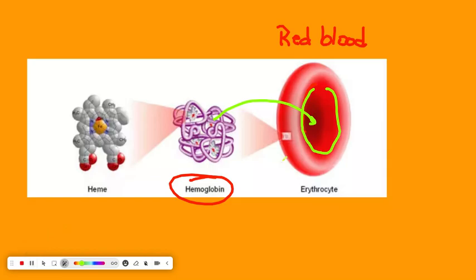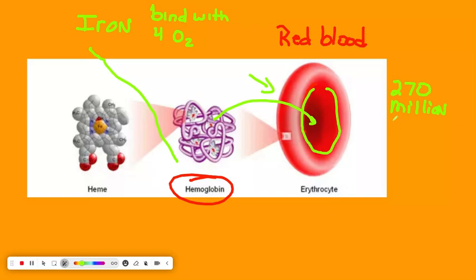And so the key ingredient, of course, in hemoglobin, put it over here, is iron. And iron can bond with 4 oxygen molecules. They bind with 4 O2 molecules. And each red blood cell you're seeing here has 270 million hemoglobin molecules.